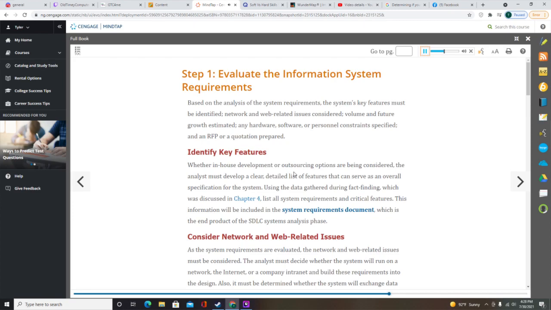Prepare a request for proposal or quotation. To obtain the information needed to make a decision, the analyst should prepare an RFP or an RFQ. The two documents are similar but used in different situations, based on whether or not a specific software product has been selected. A request for proposal, RFP, is a document that describes the company, lists the IT services or products needed, and specifies the features required.